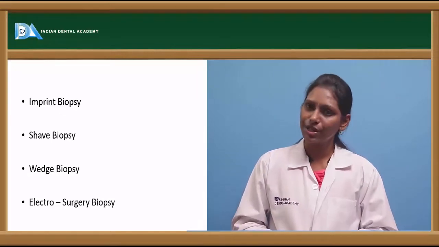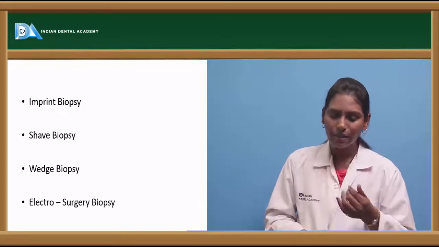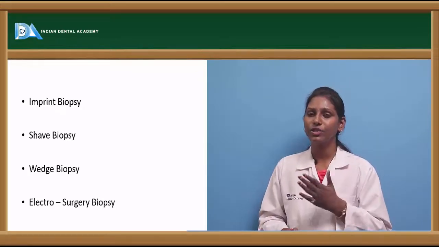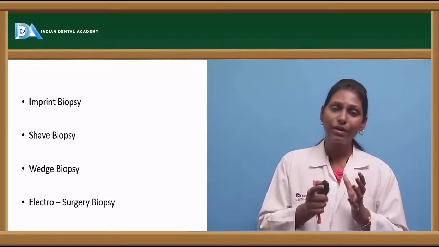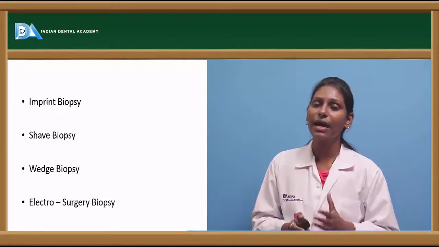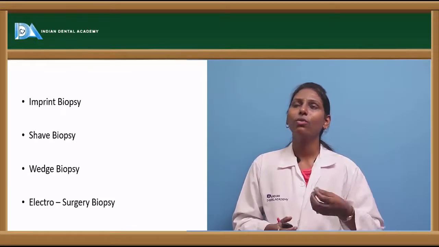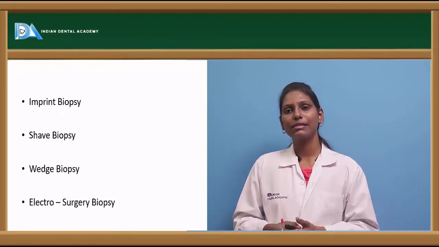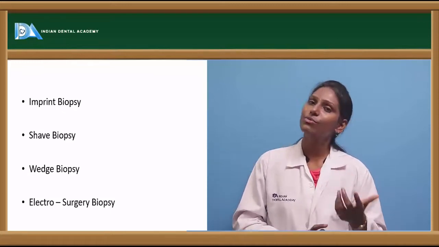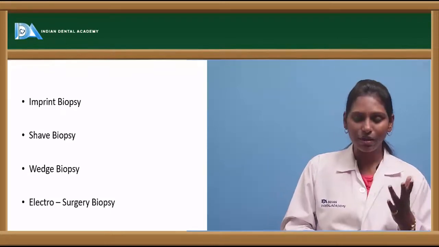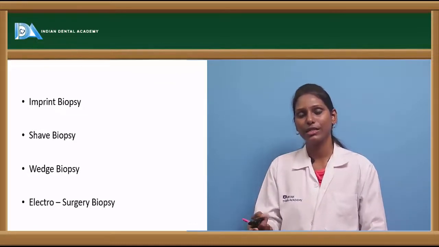Next is electrosurgery biopsy. In electrosurgery biopsy, we use an electrocautery, where cutting and coagulation of the tissue happen side by side with high frequency and low voltage electric currents. Here also, one negative thing about this is usually the tissue is charred in case of this electrosurgery biopsy, which might give us an artifact while studying the histopathological specimen.